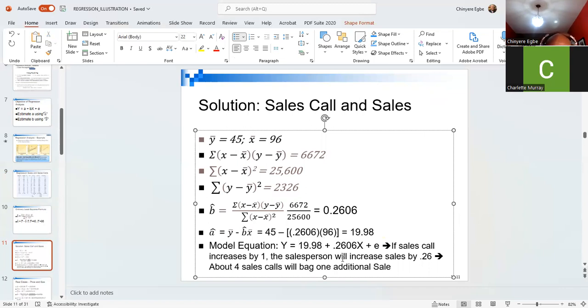So basically the equation tells you that a salesperson who doesn't call anybody, who doesn't pick up their phone, is probably going to sell only about $19,000 worth of goods. And for every sales call they make, they should expect to make an extra $260 of sales. So the more sales calls you make, the more sales you generate. This is what this equation explains.